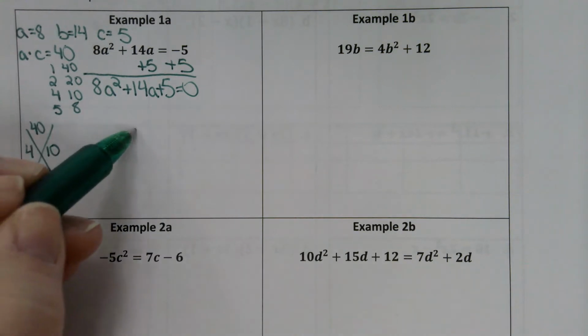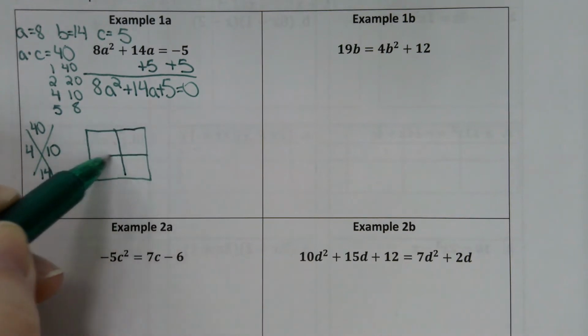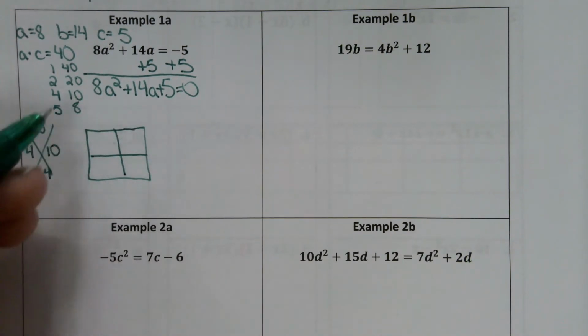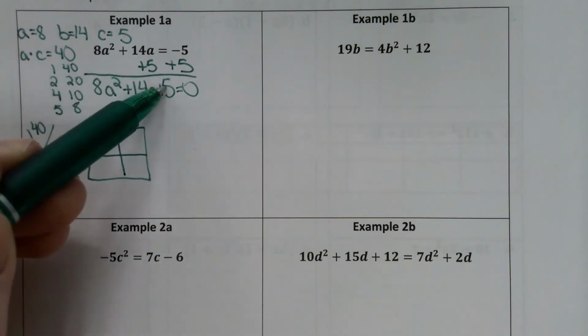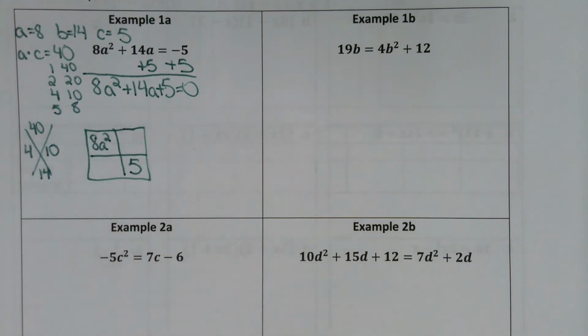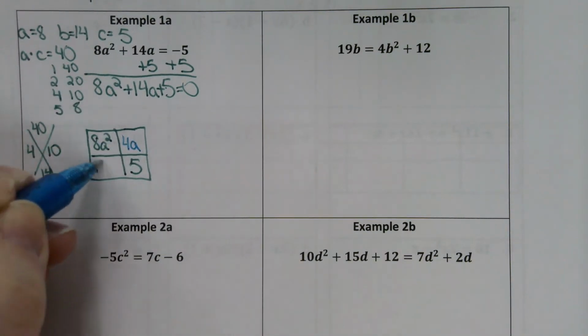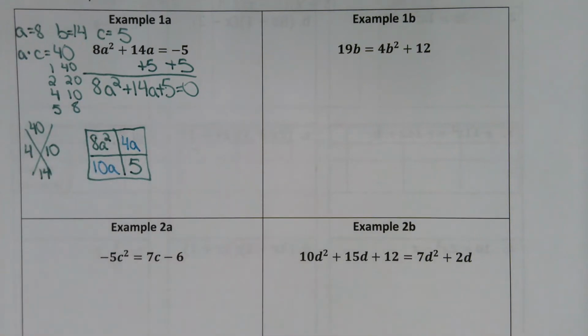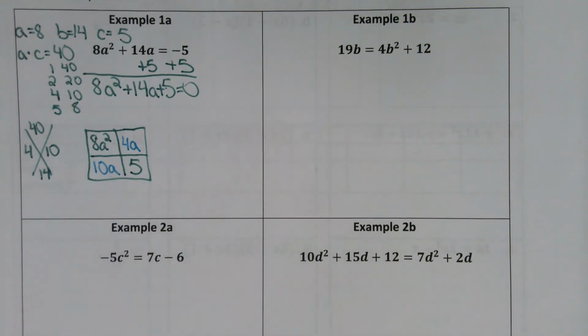We'll draw in our box next, putting our first term, which is 8a squared in this case, and our last term, which is 5, in the first and last boxes respectively. Then 4a and 10a will make up our final 2 boxes. And remember, these are the only ones that can change the sign of what you are taking out of your box.